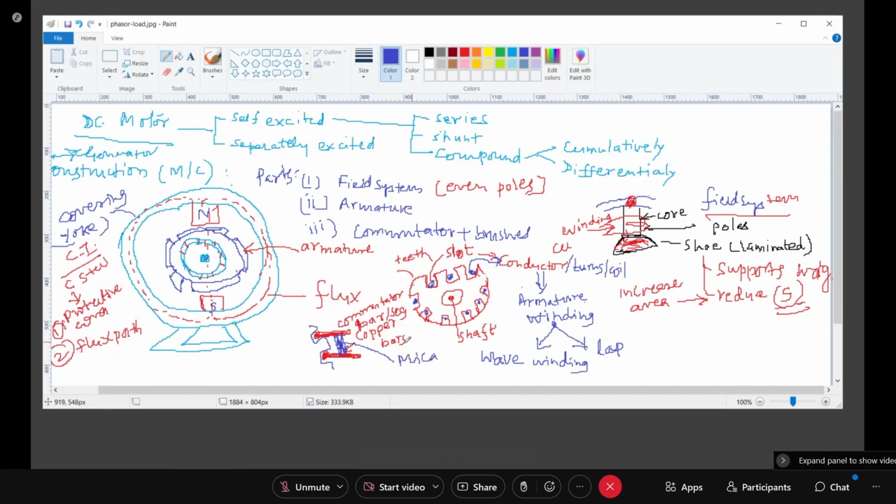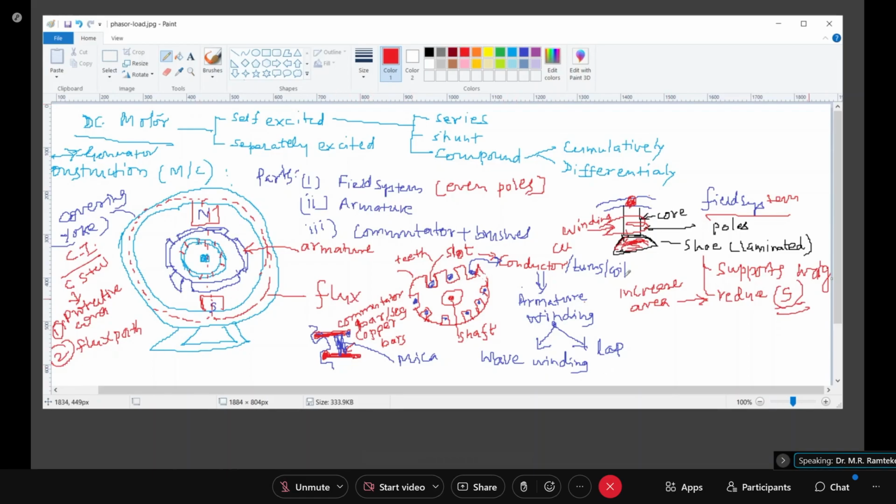Okay, so these are the commutator segments. Clear? So armature, you have a core having slot and teeth structure on the periphery. In the slot, conductors or coil will be placed, and they will be connected in a particular fashion, and based on that it may be either lap winding or wave winding, and each end of the coil is connected to the thick bar, which we call a commutator segment.